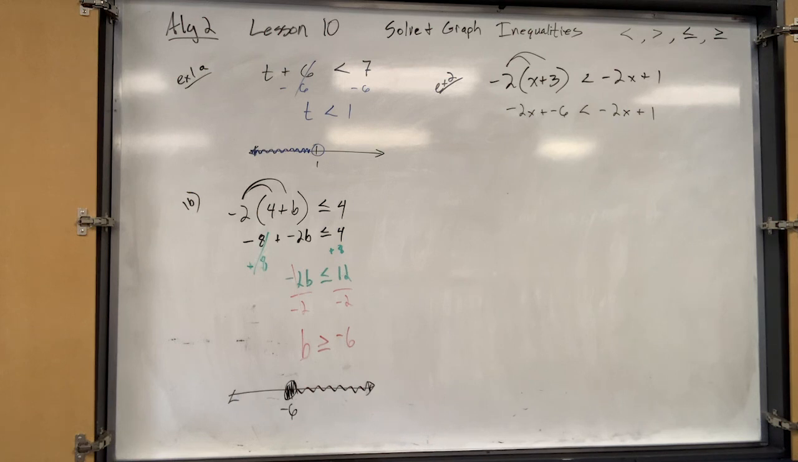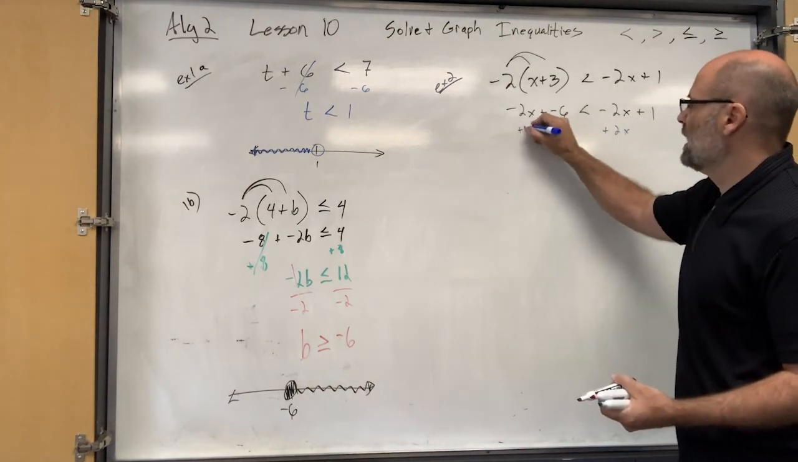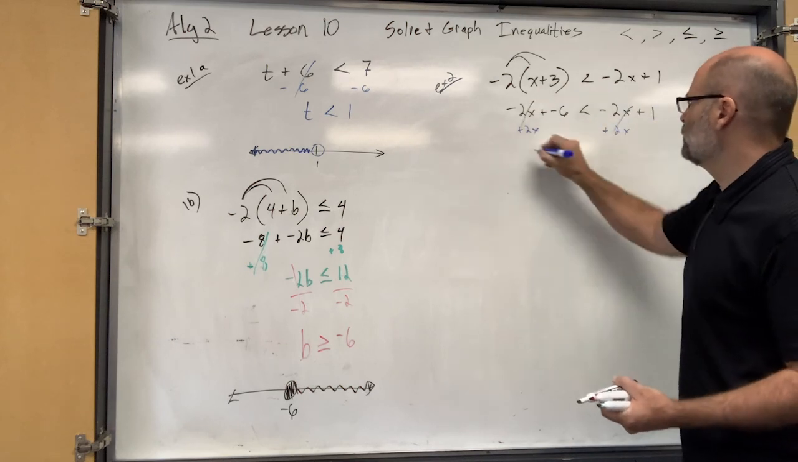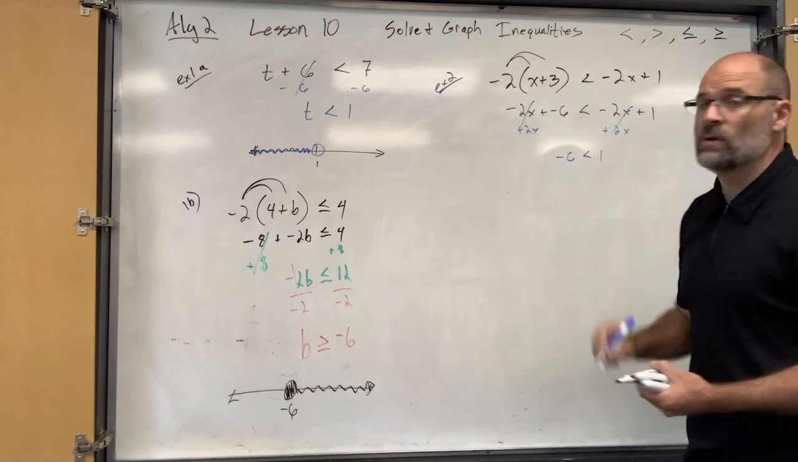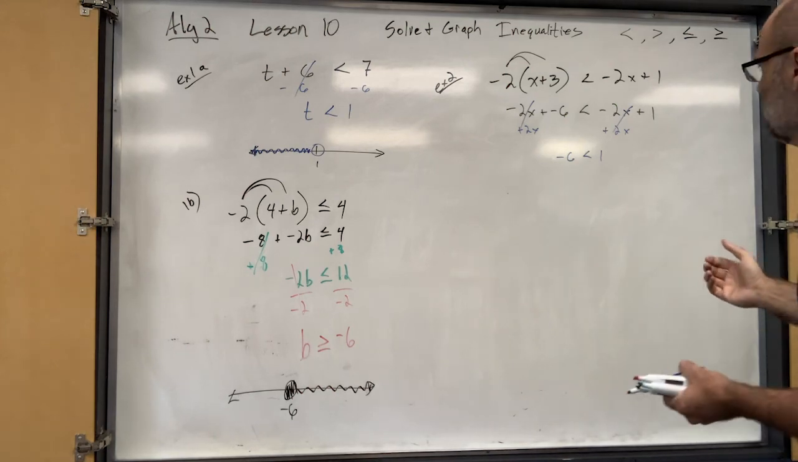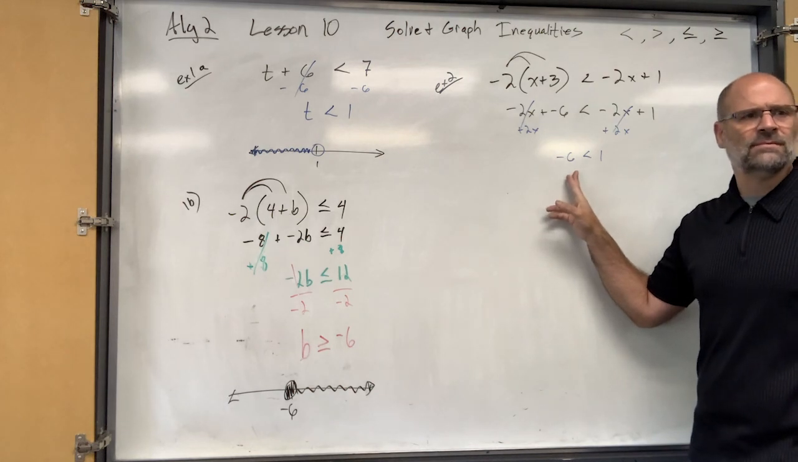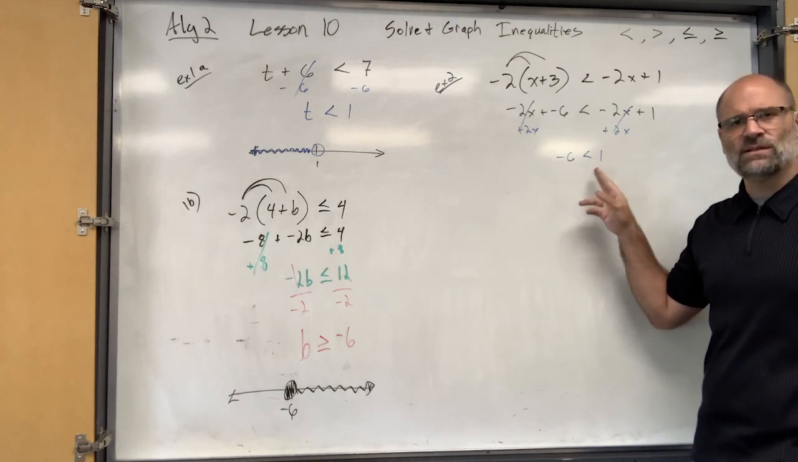Okay, so I can still do that if I want. Let's get rid of -2x by adding 2x. And you're left with -6 < 1. What happened to the variable? It disappeared. But we've run into things like this before with linear equations where the variables just disappear. But is -6 less than 1? Yes. So there's a solution to this.